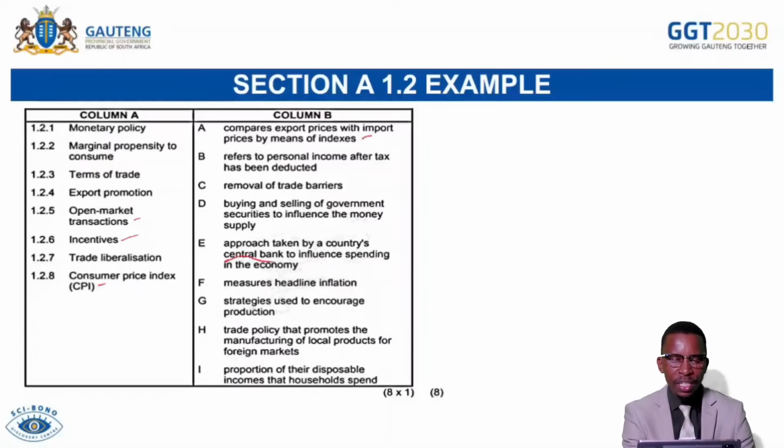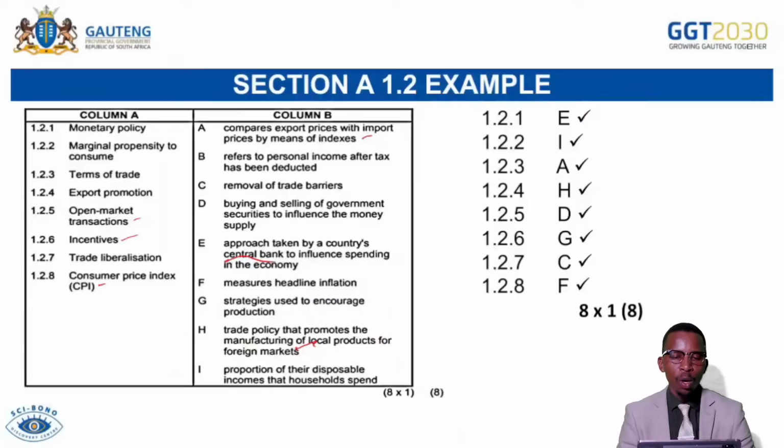And then measures the headline inflation. That is your consumer price index. Strategies used to encourage the production. And then also we go further to check the trade policy that promoted the manufacturing of local products for the foreign market. And then proportion of their disposable income that household can spend.